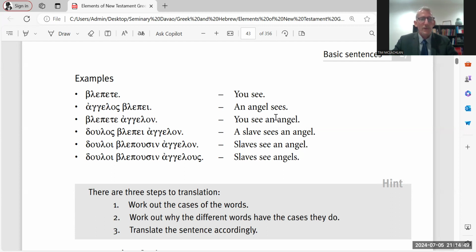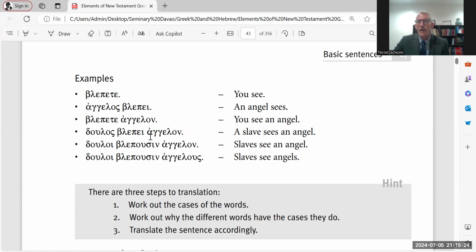Blepete angelon, you see an angel. So they're taking the you there, and blepete is the plural. So you people see an angel, one angel. And doulos blepe angelon. Now you have the subject, which is the nominative, and you have the object in the accusative in there as well. So doulos blepe, our slave, sees an angel.